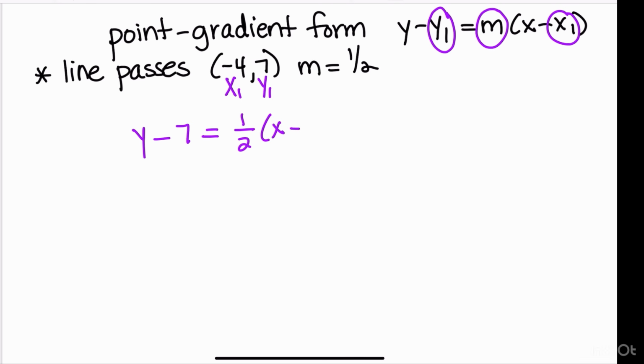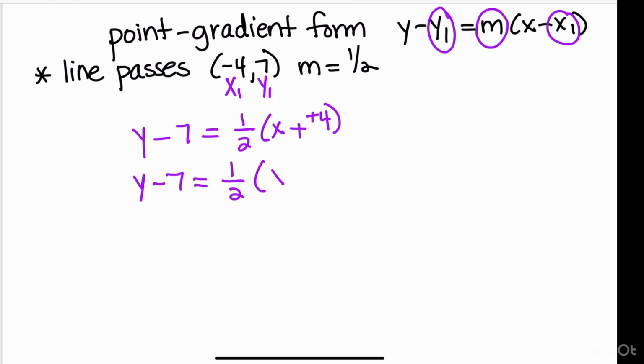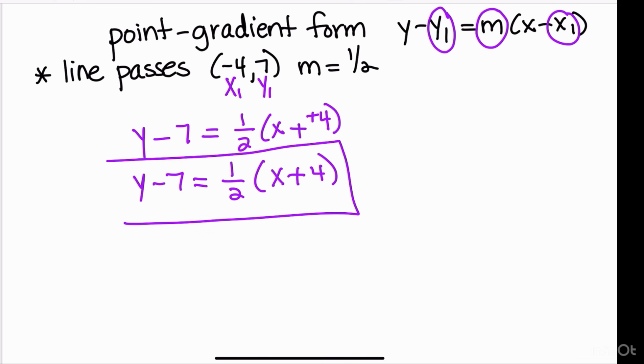So I would write y minus y1, which is 7, equals 1/2 x minus, because it is subtraction and the 4 happens to be negative. So this means that y minus 7 is equal to 1/2 times, and then of course negative times the negative is a positive, x plus 4. And this is the equation of your line in point gradient form.